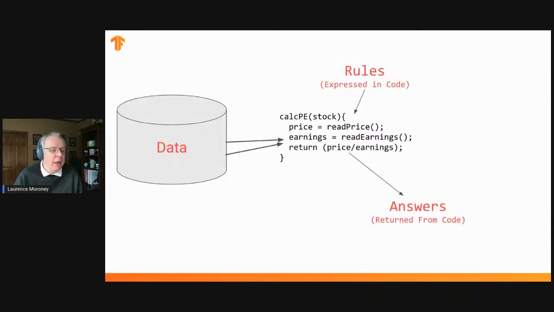So for example, if you're writing a function to calculate the PE of a stock, and if you're in finance, the PE of a stock is the price divided by the earnings, and it's a good way of understanding the value of a stock. Well, you've got data. So you can read the price from the time series of what the stock is currently trading for. You've got data for the earnings, and you can just divide the price by the earnings to return a value. So you have rules that you're expressing in code, you have answers that get returned from the code, and you have data that the rules are acting on.